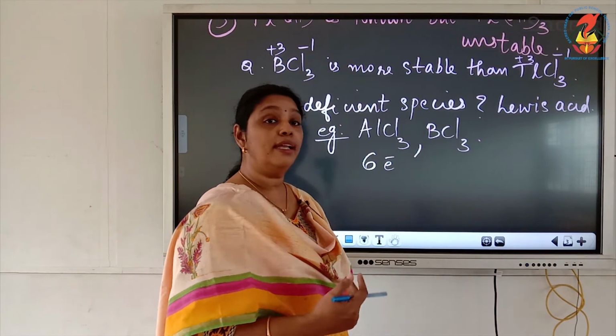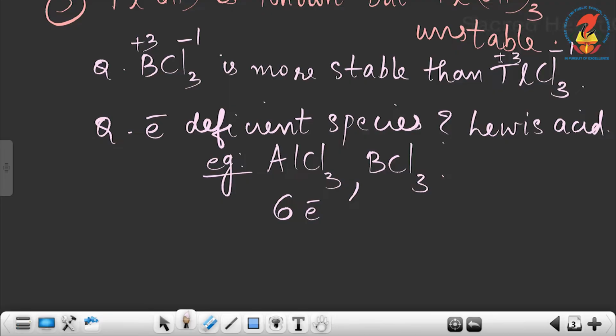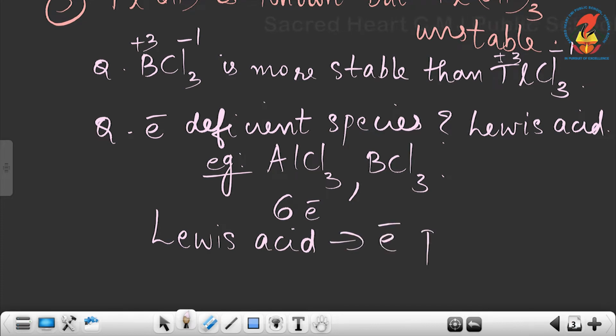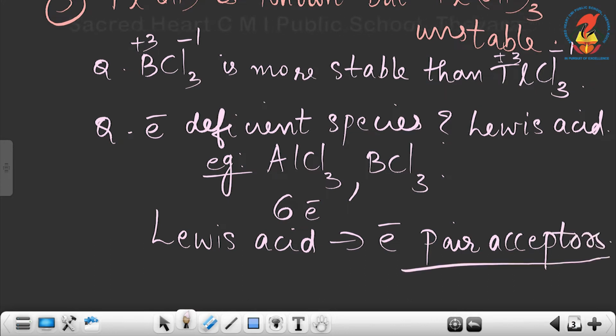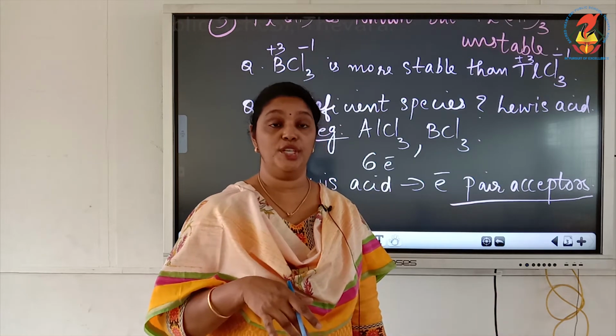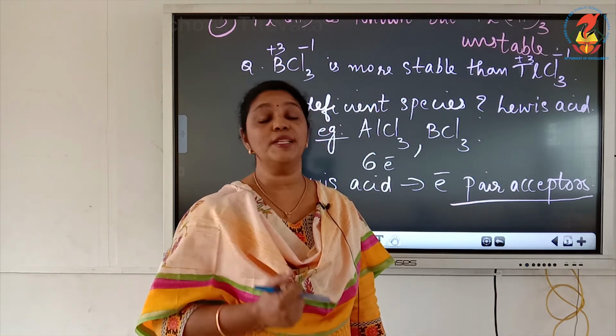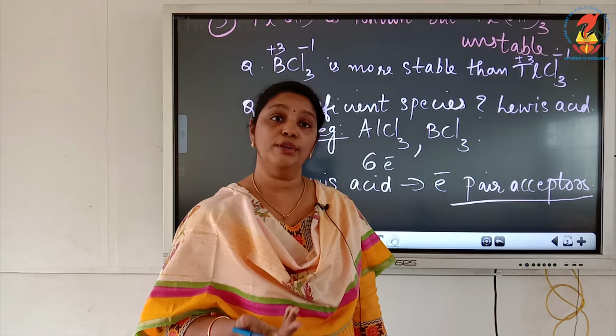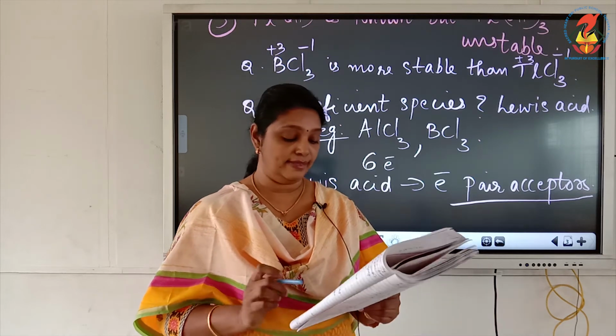And why are they called Lewis acids? Lewis acids are electron pair acceptors, which means they accept electron pairs. So, you know that aluminum chloride and BCl3 are electron deficient species, so they accept electron pairs. So, they can also be called Lewis acids.